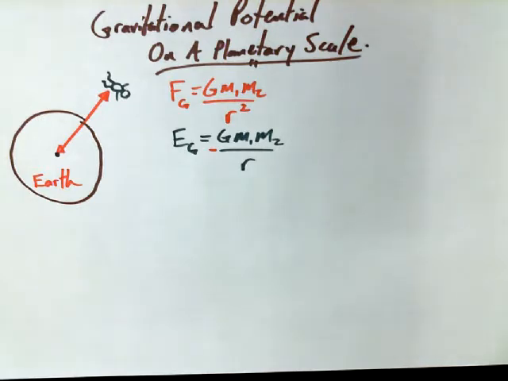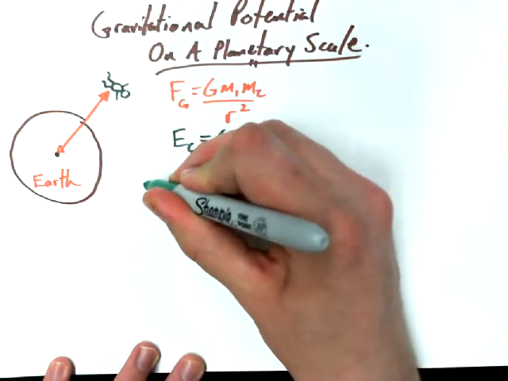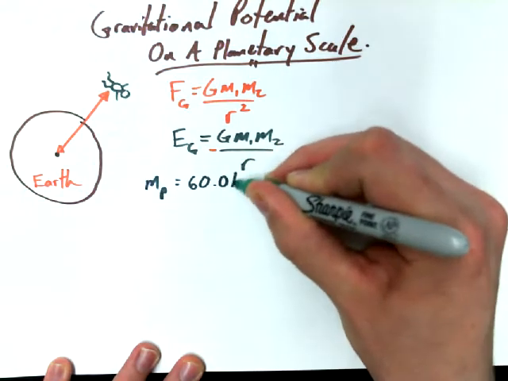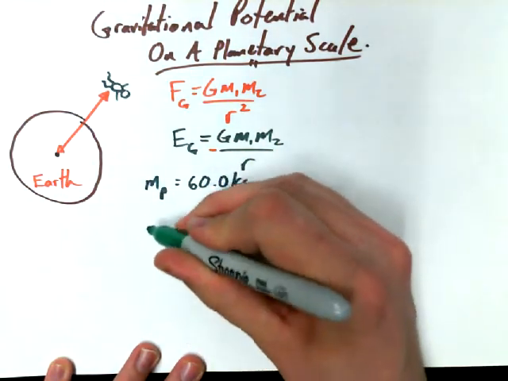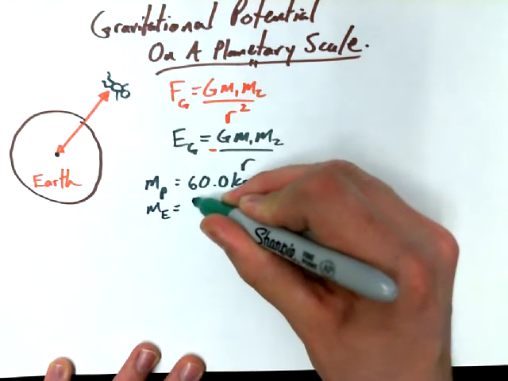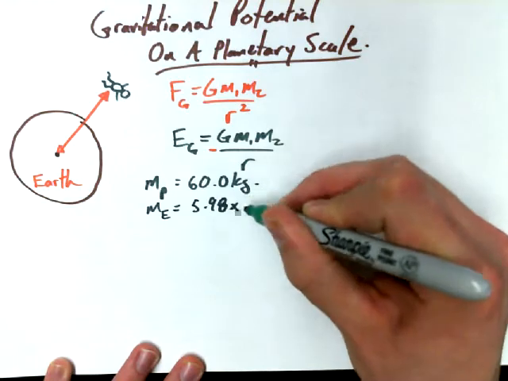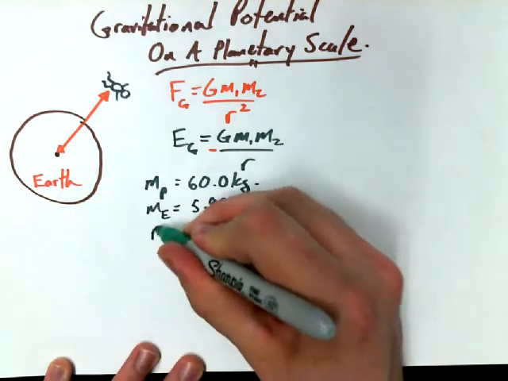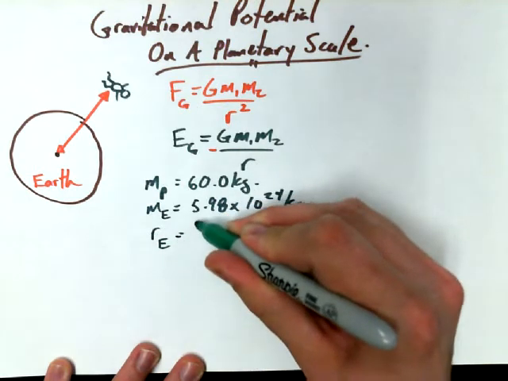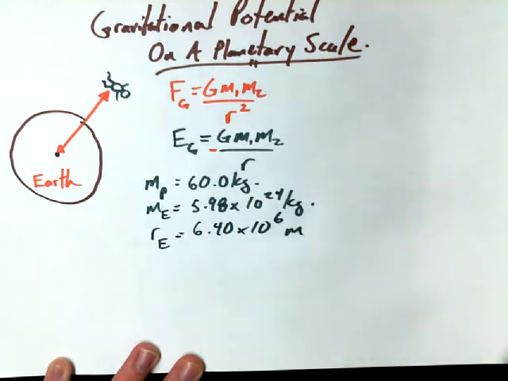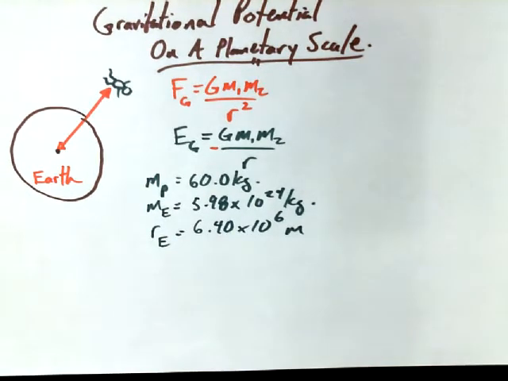So I want to set up this problem with some givens. Let's make the mass of the person, I'll make P stand for person, equal to 60.0 kilograms. And since this is Earth, I'm going to say that it's 5.98 times 10 to the power of 24 kilograms for the mass of our planet. And the radius of Earth is 6.40 times 10 to the power of 6 meters. So pretty big planet.